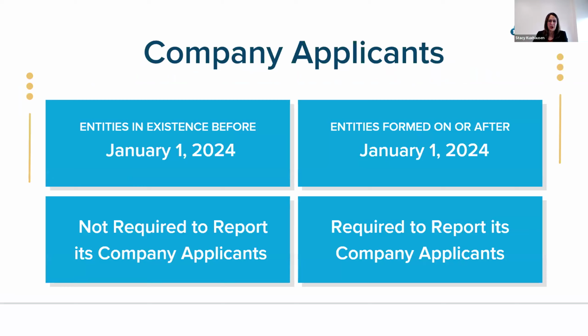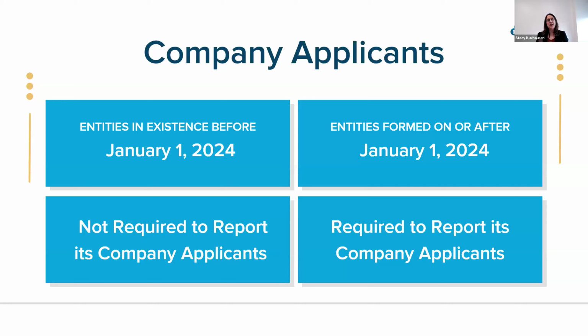Now, the next new term is company applicants. A company applicant is an individual who directly submitted the document responsible for establishing or registering the reporting company, or who is chiefly accountable for guiding or managing the submission of the legal document. Company applicants must be individuals. They can't be businesses or legal entities, first off. And second, FinCEN says if you are reporting company applicants, you have to report at least 1, but no more than 2.